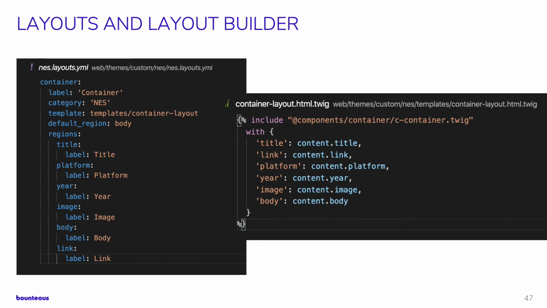And then the simplest way to define a layout is in a layouts.yaml file. Could be in your theme, as it is in this case. Could be provided by a module. But here we're defining, the main thing is the template that the layout is referencing. And that has to live in your default templates directory. It has to have a html.twig extension. And then you specify all of your regions.